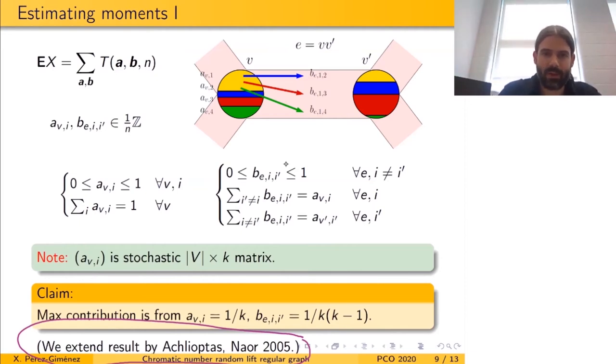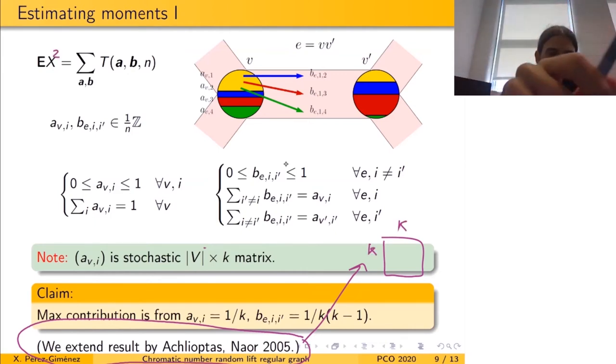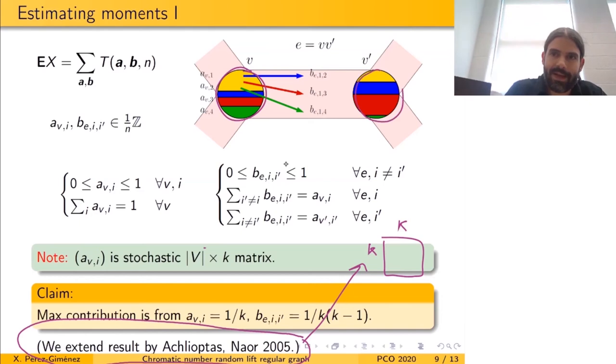So all I wanted to say is that in the Achlioptas and Naor problem, these matrices were square, k by k, because they arose from calculations involving the second moment where you have two colorings. But in our case, the fibers play a similar role as the colors. So this in some sense looks like a second moment calculation. That's what I'm trying to say, maybe not very successfully.